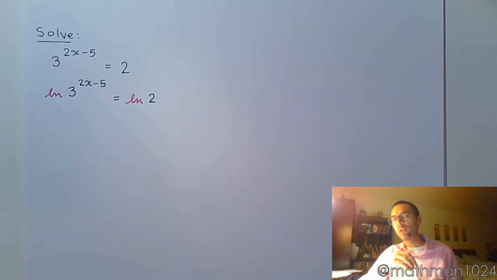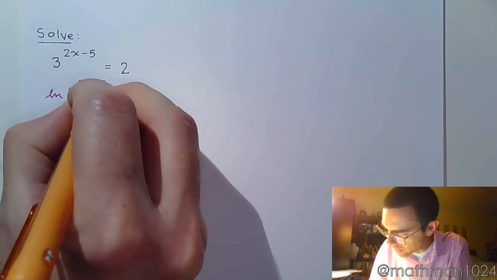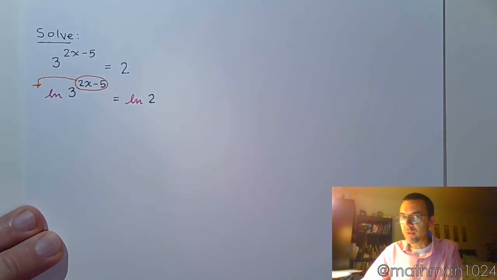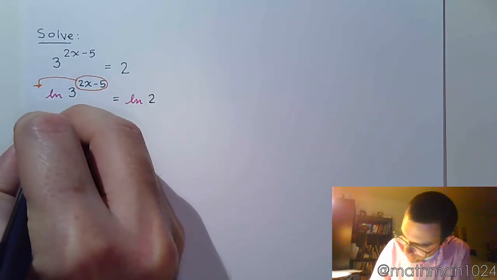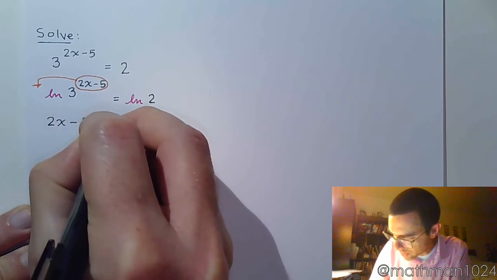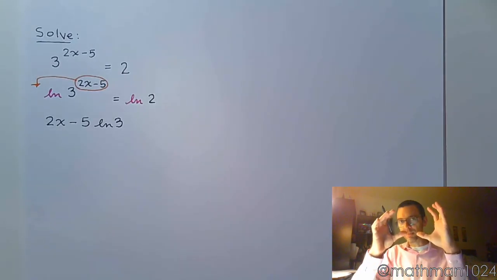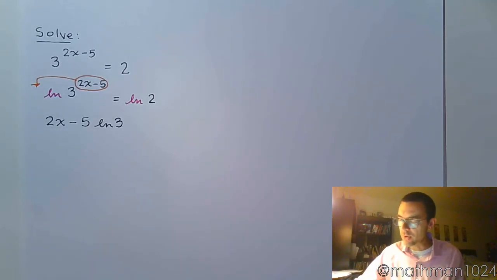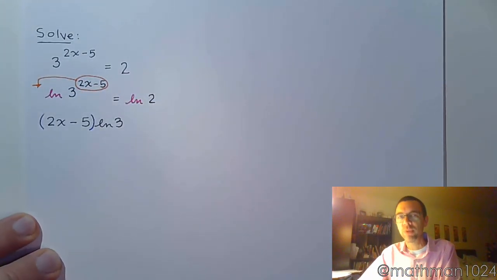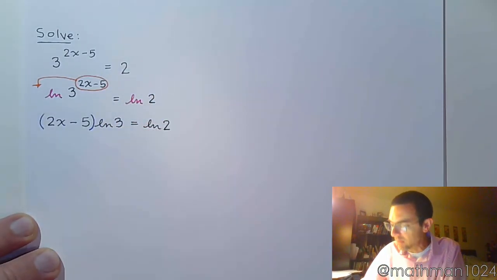Alright, so remember, the whole point of us applying logs to both sides is so that I can take this power right here and bring this out to the front. Now, when you do this, you have to be very careful about how you write it. If you write 2x minus 5 times the natural log of 3, that is wrong, because it's that entire group that's the power, and so you're bringing that entire group out in front. So it must have parentheses. And then on the other side, we just have the natural log of 2.